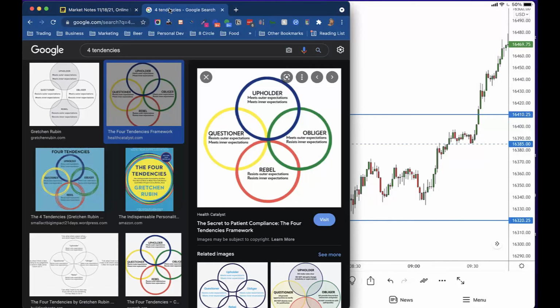So let me go back to this for a second and explain why I think that this book, The Four Tendencies, has got me thinking a little bit differently. I'm doing this on YouTube because I have found myself to fit perfectly into this category called obliger, where it's very easy to meet outer expectations, but I resist inner expectations strongly. The way that this manifests itself in trading is that I find it a lot easier to handle other people's money, treat other people's money professionally, and I tend to be a little bit more lax and lazy with my own account and my own rules.